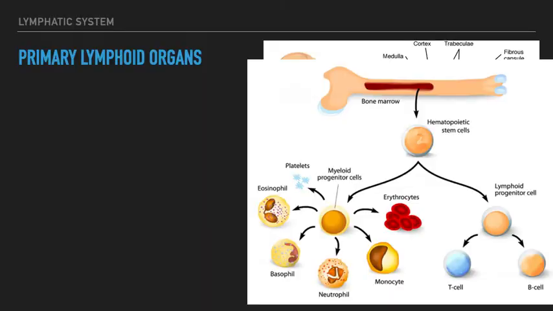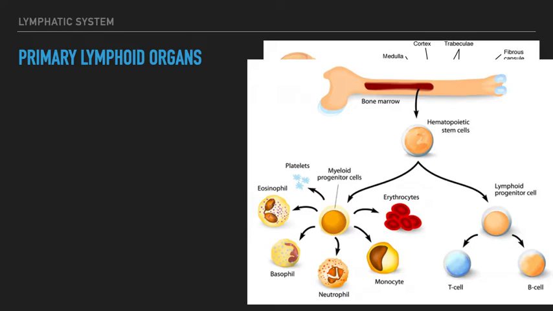So I'm going to start with the primary lymphoid organs. These are the organs where lymphocytes mature, proliferate, and are selected for. Selection just means it enables them to attack pathogens without harming the cells of the body. So this is where the ones that would recognize self should be removed from circulation.